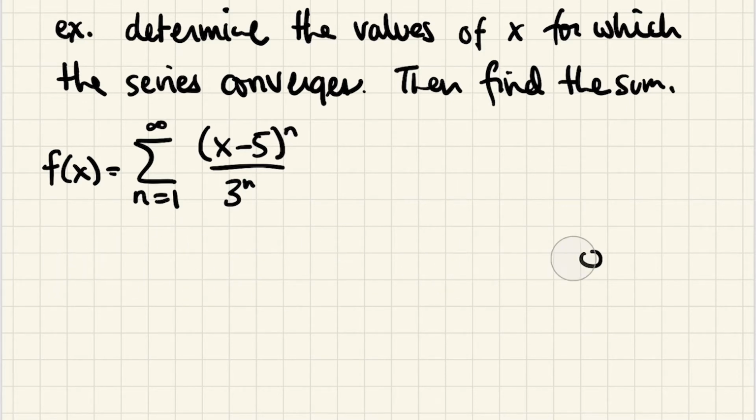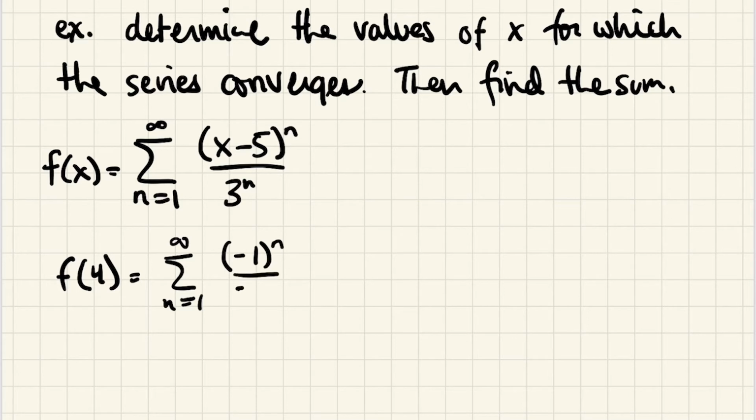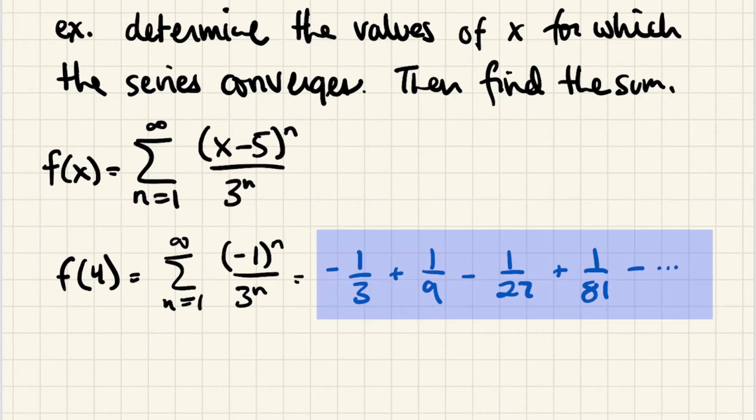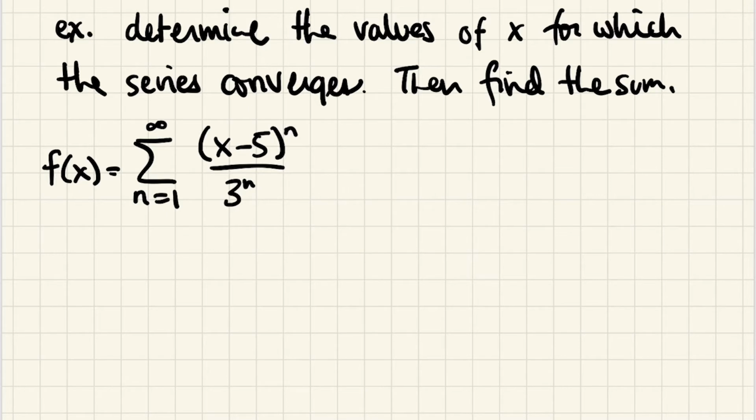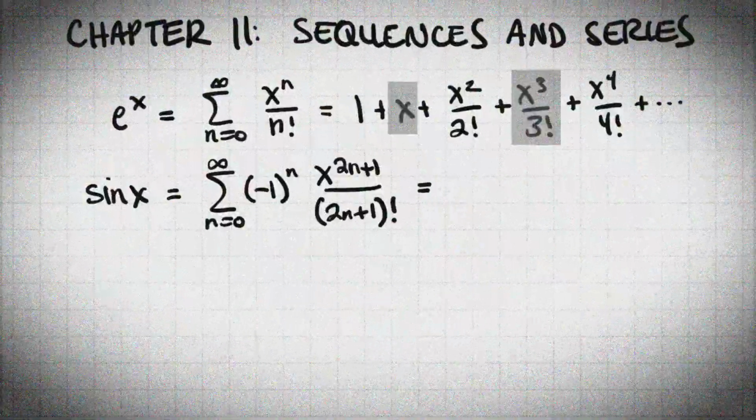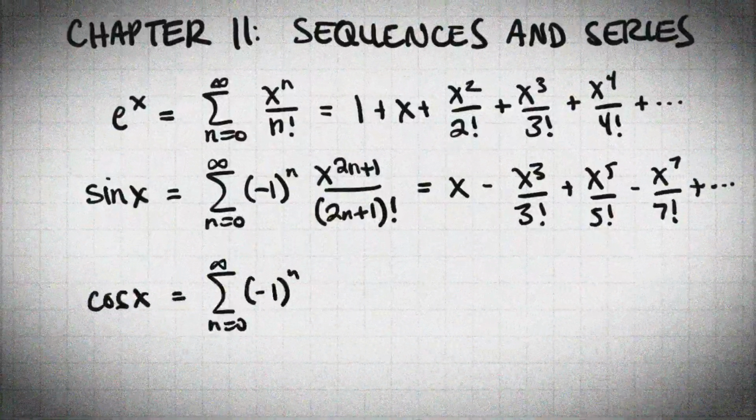Whereas f of 4 would be n equals 1 to infinity, and 4 minus 5 is negative 1 to the n over 3 to the n. So this one would be like negative 1/3 plus 1/9 minus 1/27 plus 1 over 81 minus blah, blah, blah. So whatever that adds up to, well, that's a geometric series, so we could figure that out. So in fact, this is our very first taste of using a series to represent a function, which, as I said at the beginning of the last section, when I introduced this entire concept, that's where we're headed, right? We want series representations of functions.